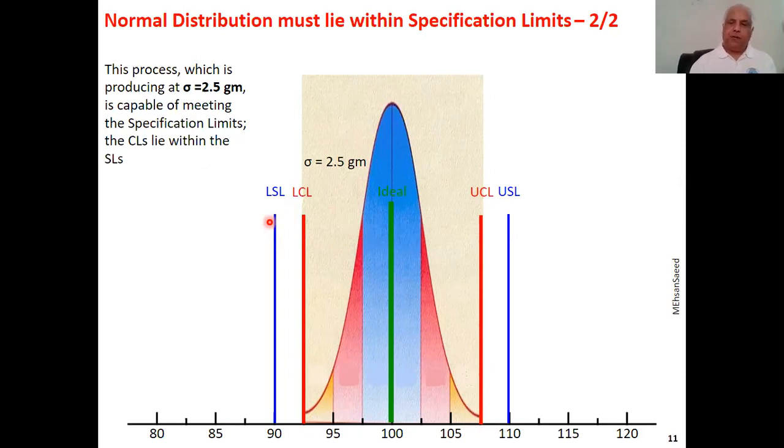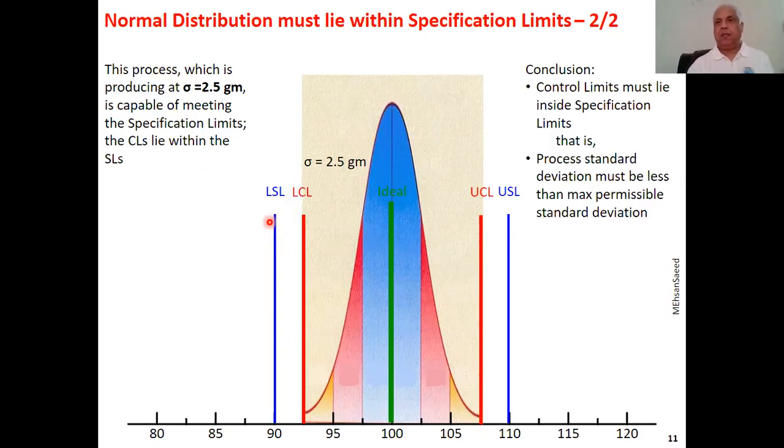So we draw two important conclusions here. Number one, the control limits in red must lie inside the specification limits shown in blue. And statistically, the standard deviation of the process should be less than the required standard deviation, or the maximum permissible standard deviation. These are very important conclusions, particularly in the production processes.